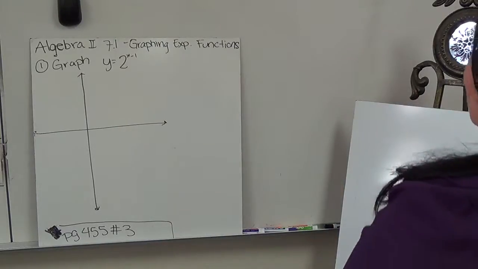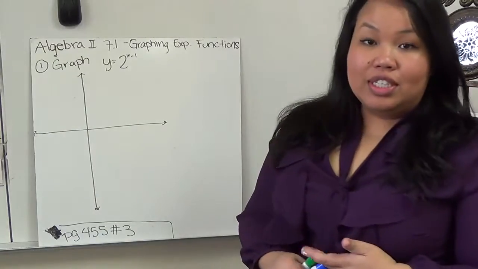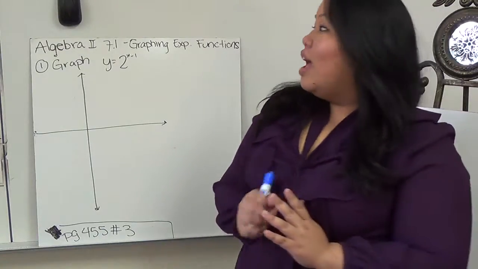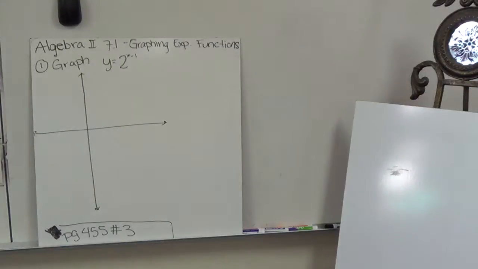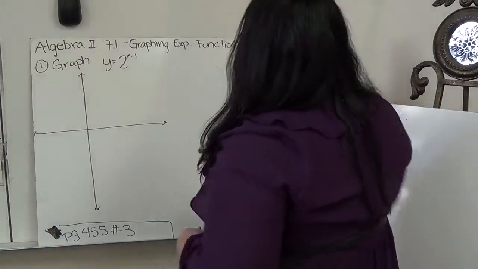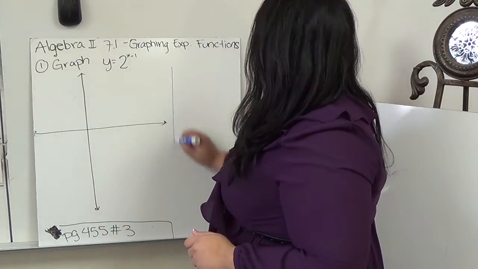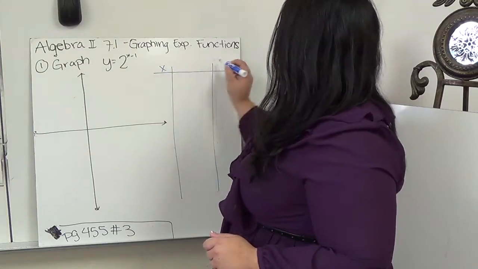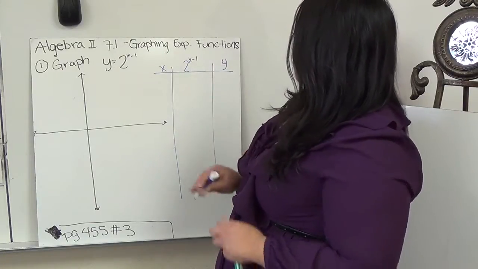In Algebra 2, Section 7.1, we're dealing with graphing exponential functions. Now, you should be experts right now when we're dealing with graphing with exponents. I need to make sure to have my calculator handy. So we're going to make a table, just like we would. And we have x and y, and our function is 2^(x-1).